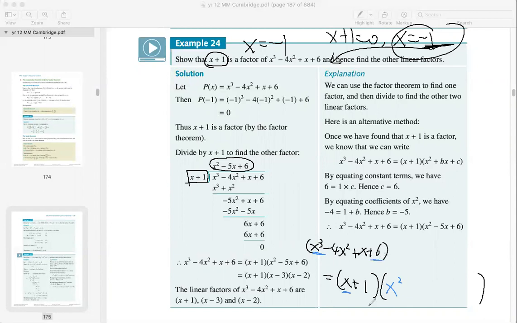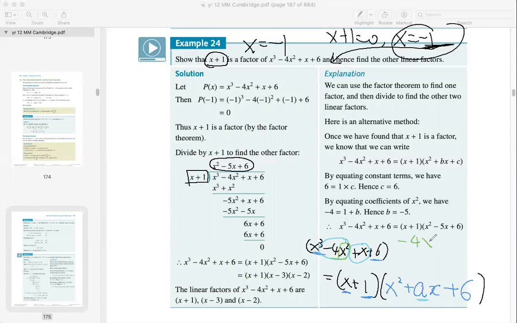And this 6 must come from this 1 times something, so you have to be positive 6. So the only difference we don't know is maybe like plus a times x. And we can use either this coefficient or this coefficient to determine the number in front of the a, which is the coefficient for x.